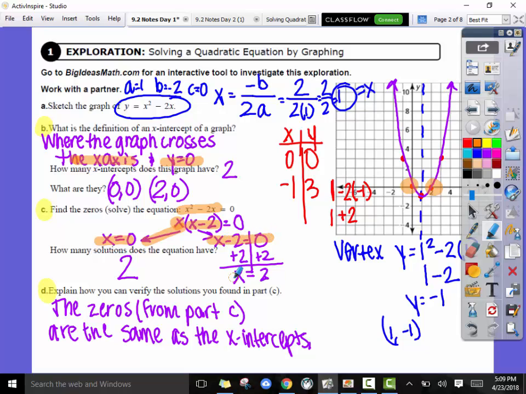So I add 2 on both sides, and I have x equals 2. So there's 2 solutions to this equation, x equals 0 and x equals 2, and that's the number of solutions. Okay, in part D, how can you verify the solutions you found in part C? Well, the zeros from part C, 0 and 2, are the same thing as the x-intercepts, 0 and 2. So when you're finding the solutions by graphing, you're just finding where the graph crosses the x-axis, or the x-intercepts.